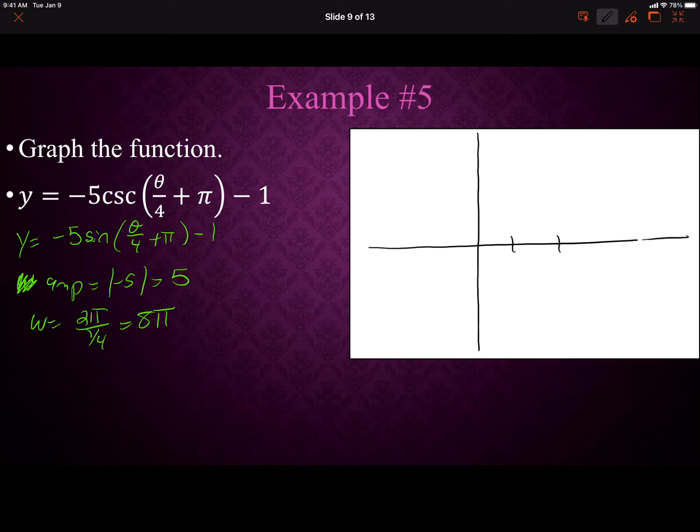So our 4 points, and it's going to go up as high as +5. And it's going to go as low as -6, because while it's a 5 there, it's also going to be shifting downwards, so I want to show that.